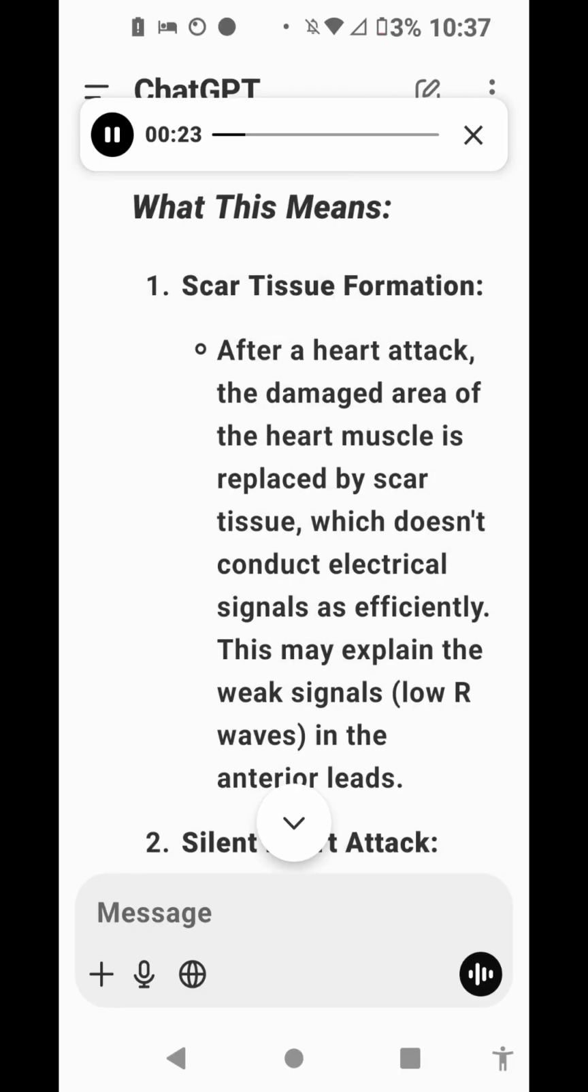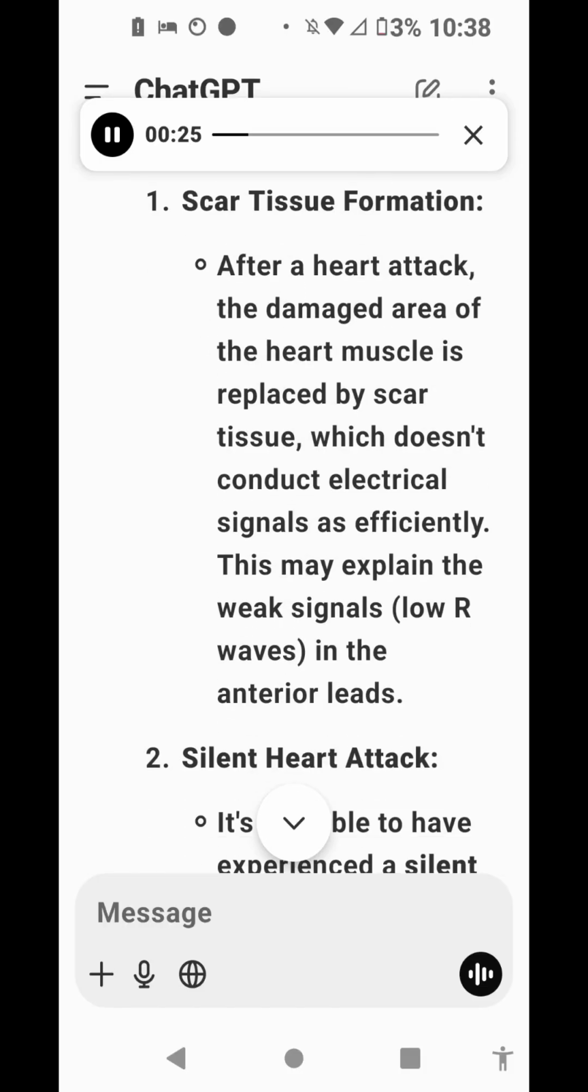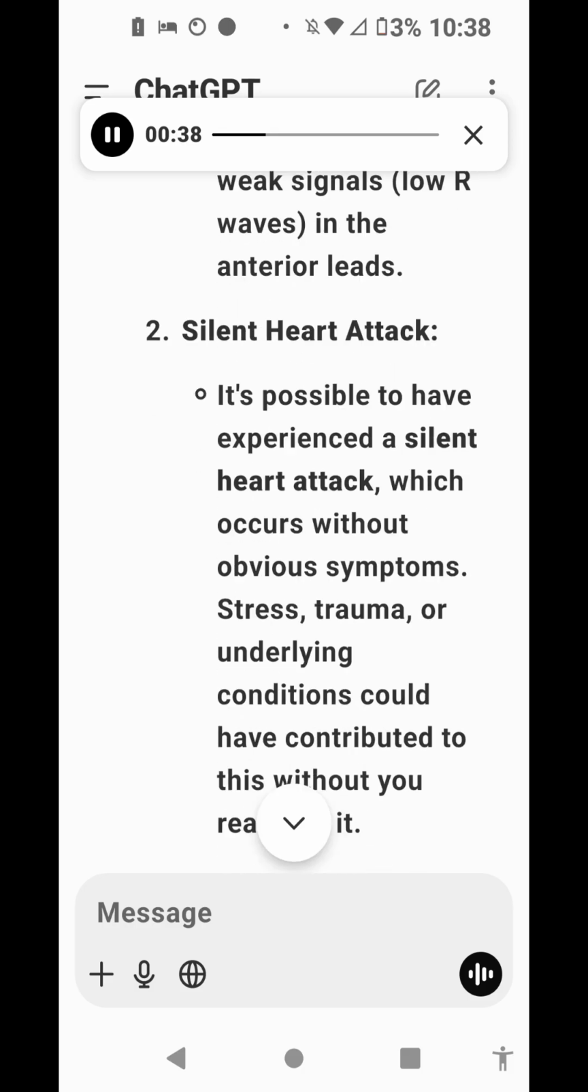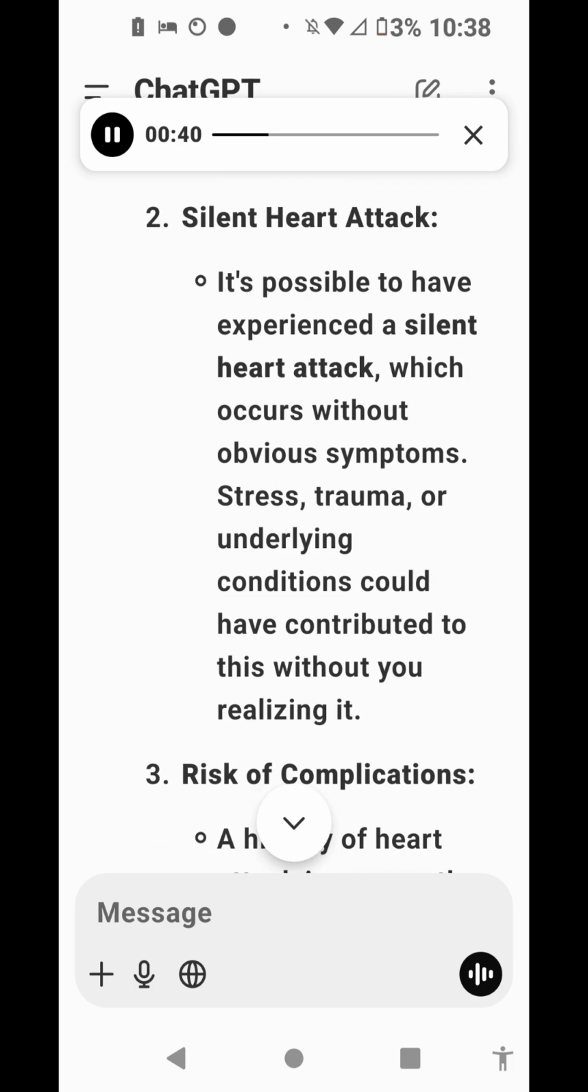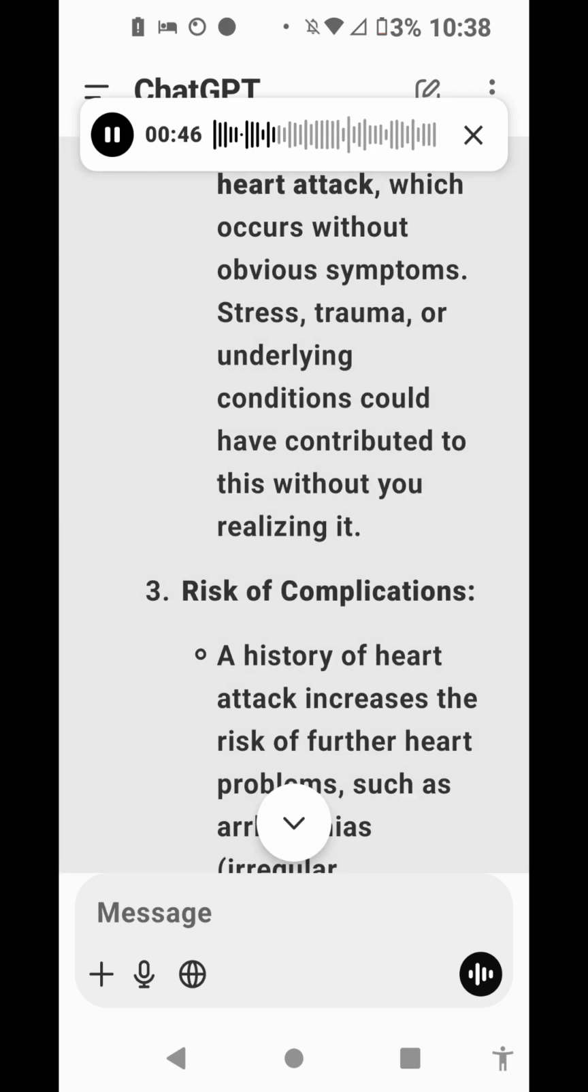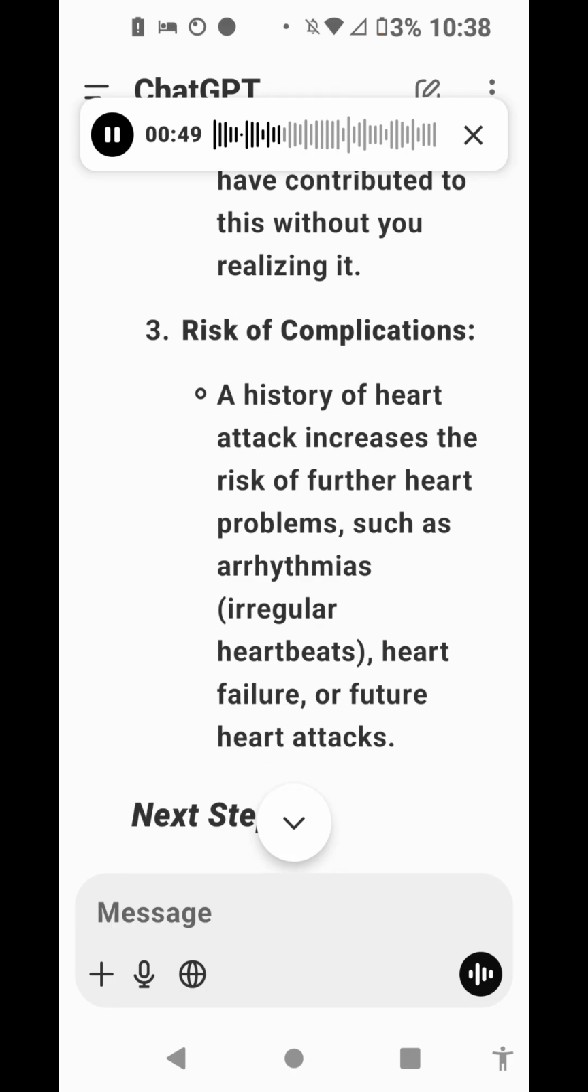What this means: scar tissue formation. After a heart attack, the damaged area of the heart muscle is replaced by scar tissue, which doesn't conduct electrical signals as efficiently. This may explain the weak signals, low R waves, in the anterior leads. Silent heart attack. It's possible to have experienced a silent heart attack, which occurs without obvious symptoms. Stress, trauma, or underlying conditions could have contributed to this without you realizing it.